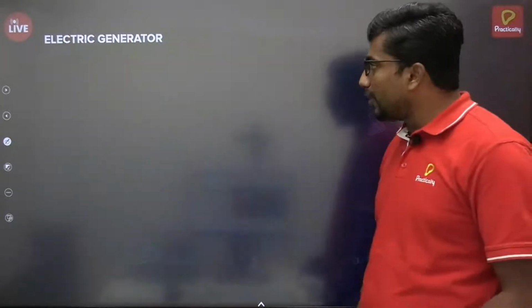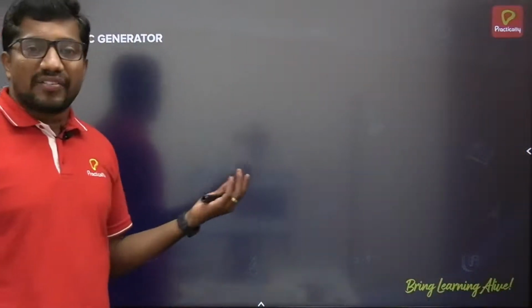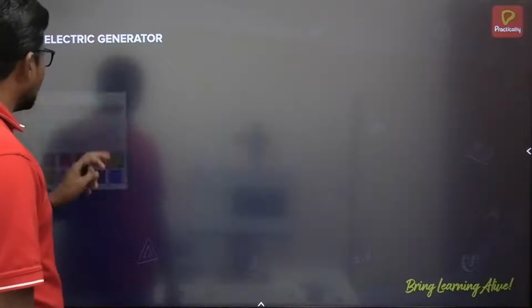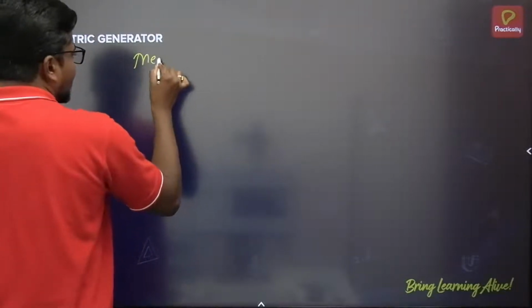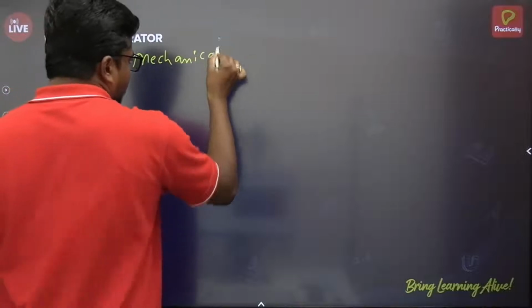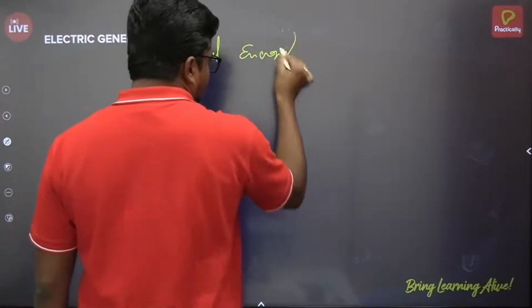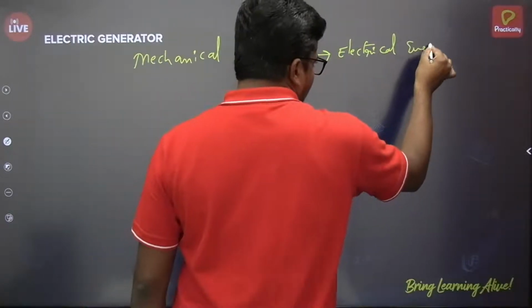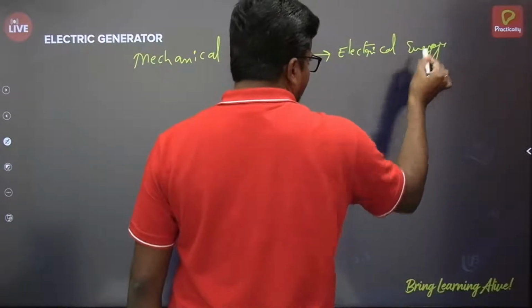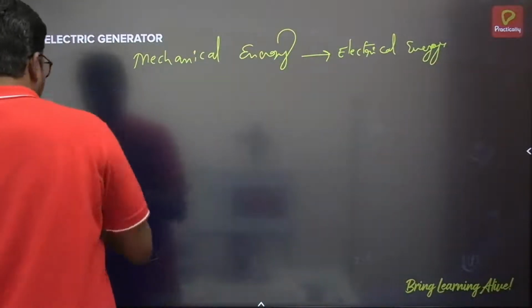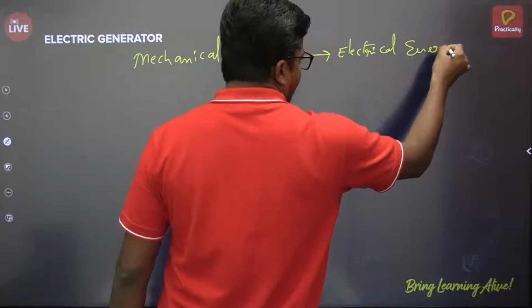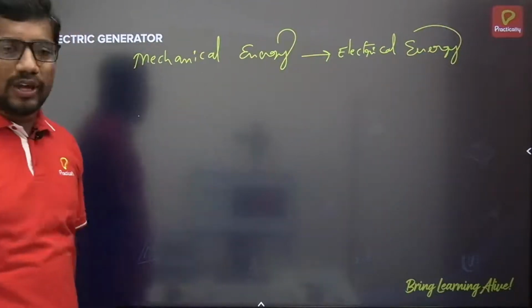Now let's move on to the next topic, electric generator. Interesting topic. Electric motor we have seen, and now it is time to discuss the electric generator. An electric generator is an electric device that can convert mechanical energy into electrical energy.